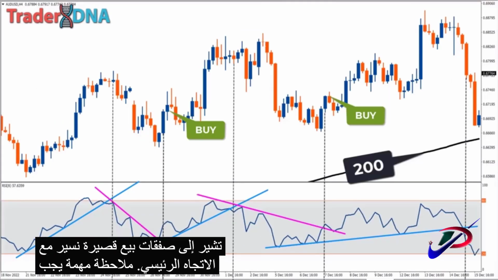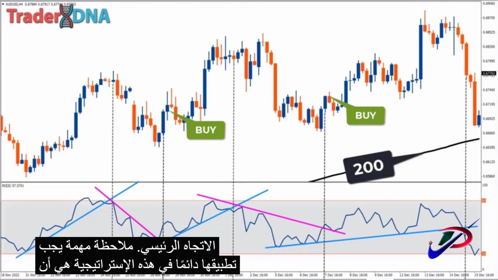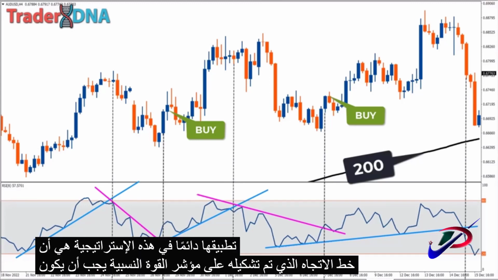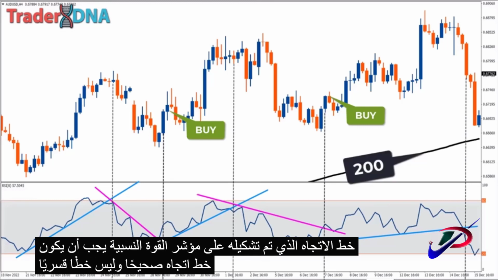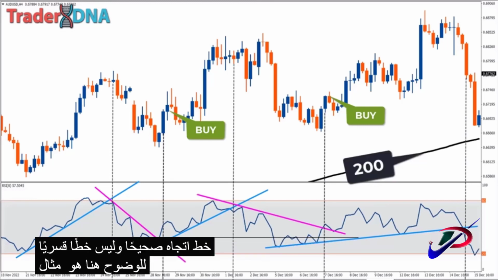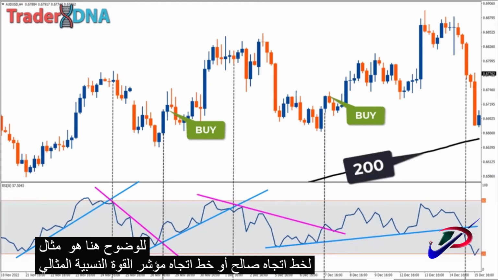An important note that must always be applied in this strategy is that the trend line formed on the RSI must be a genuinely valid trend line, not a forced one. For clarity, here is an example of a valid trend line or a perfect RSI trend line.